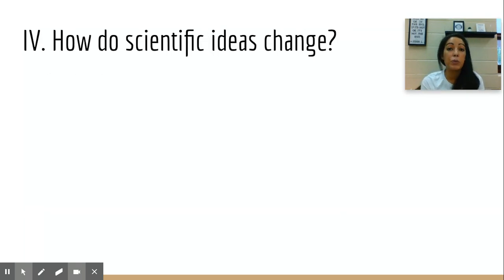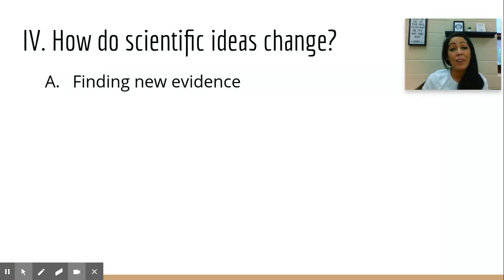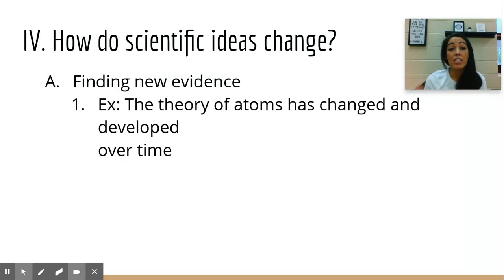And something that's really, really important to remember about science is that scientific ideas do change. We learn new things all the time, and scientific ideas can change and can be adjusted as we learn new things. So like I said, finding new evidence is one way that scientific ideas can change. And just as an example, the theory of atoms has changed and developed over time.